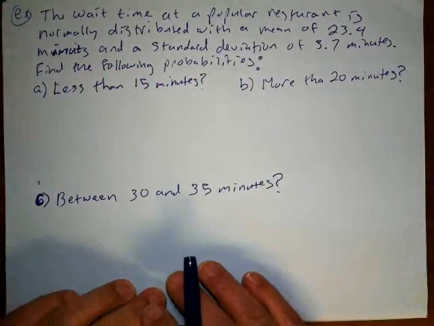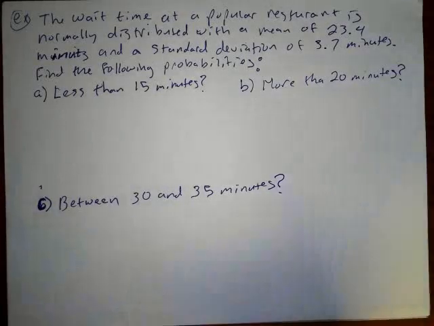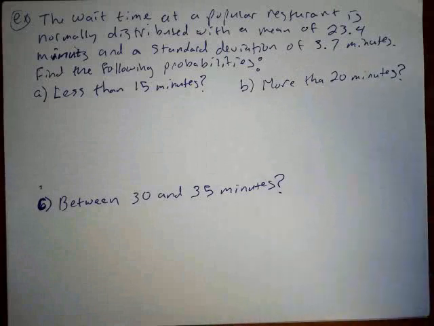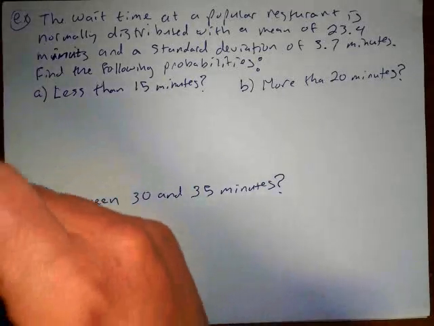So, in this example, the wait time at a popular restaurant, so the time you wait to be seated, is normally distributed with a mean of 23.4 minutes and a standard deviation of 3.7 minutes. Okay, so some people get seated in less than that, some people get seated more than that, and it's normally distributed. Okay, and so we're going to find these 3 probabilities. So the first one, I'm going to find the probability that it's less than 15 minutes.